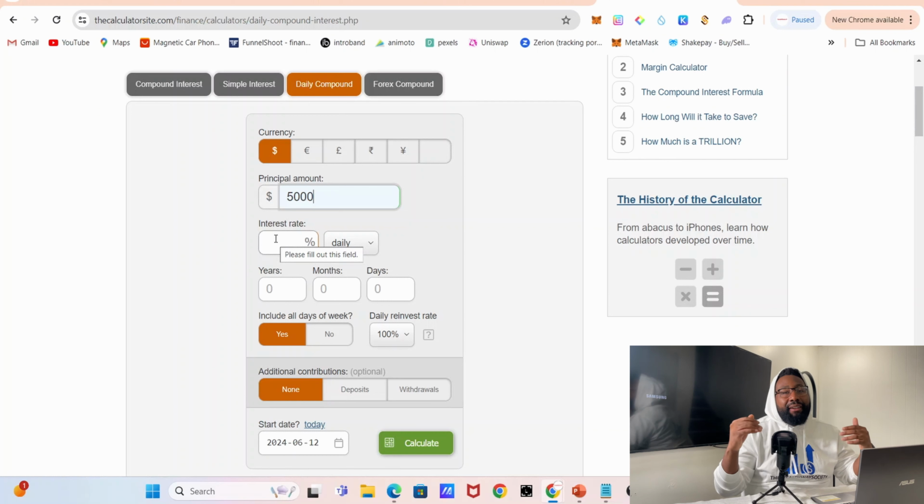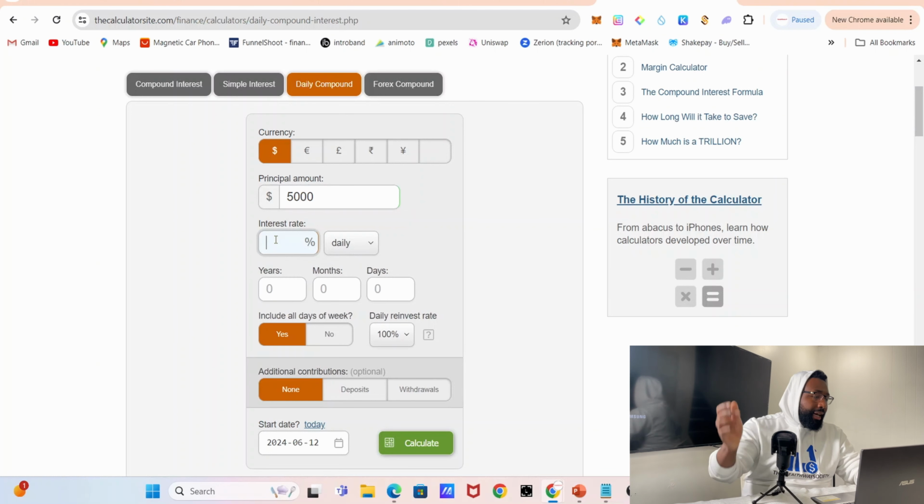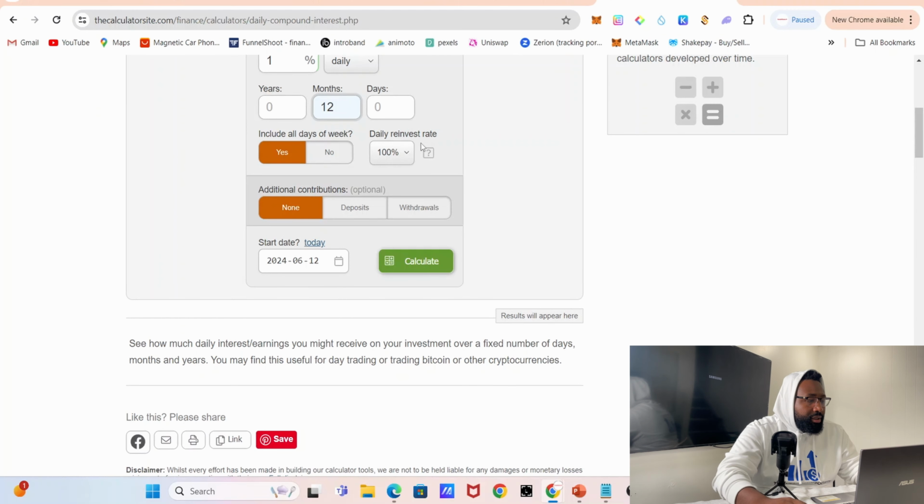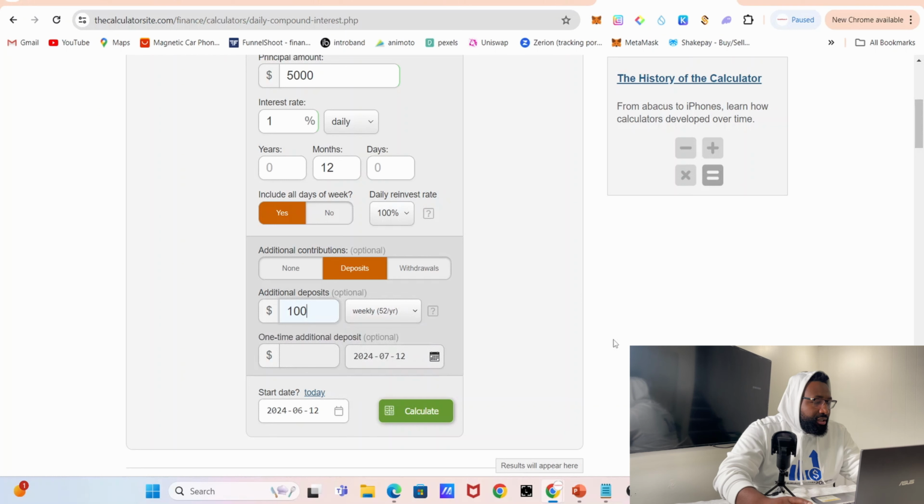Let's just say we had $5,000 of our principal amount, and we had a daily interest rate or daily APY earning of 1%, just to keep it conservative. And let's just say we did this for the next 12 months, okay? And we reinvested daily 100% of our initial investment. And let's just say you were working a job or something like that, and you were able to deposit $100 a week into this liquidity pool while you were compounding the 1% interest daily on your initial $5,000, right? So we're going to calculate how much we'll be able to see within the next 12 months.